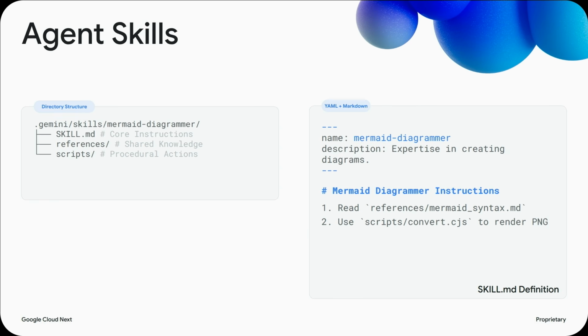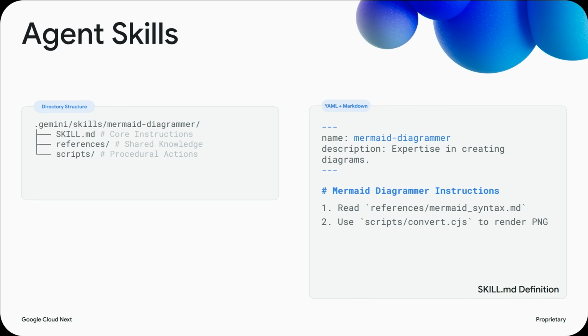So let's look at what agent skills look like. And as you can see, it's incredibly simple. On the left, you can see the directory structure. And here, the main core instructions are in the skill.md file, which is the core required file for a skills directory. The other two subfolders are optional, where you can provide references and scripts that the main agent can load and execute if needed.